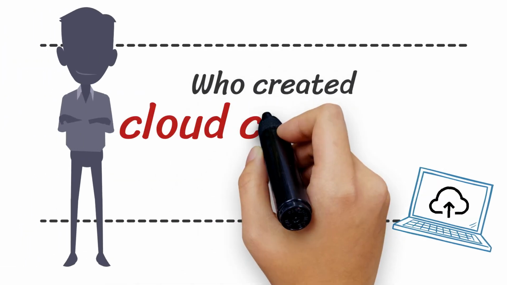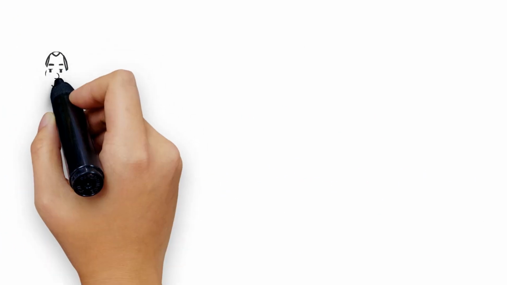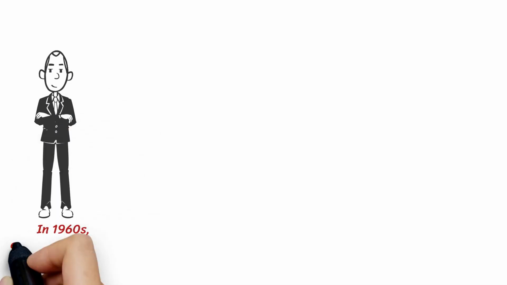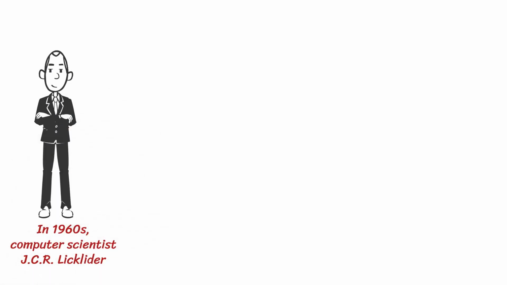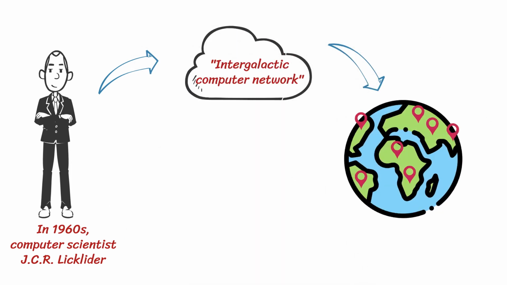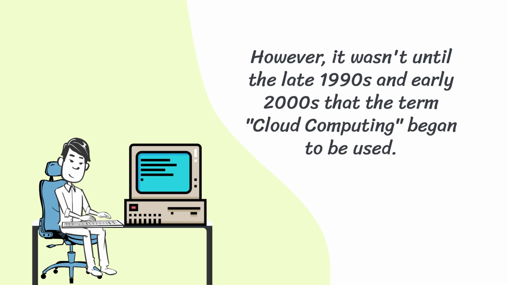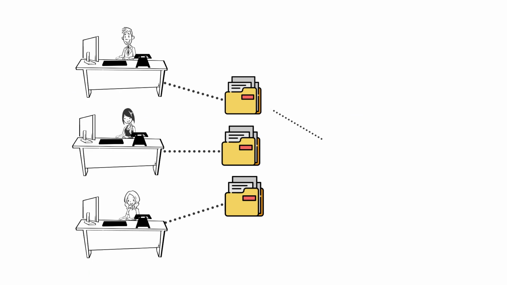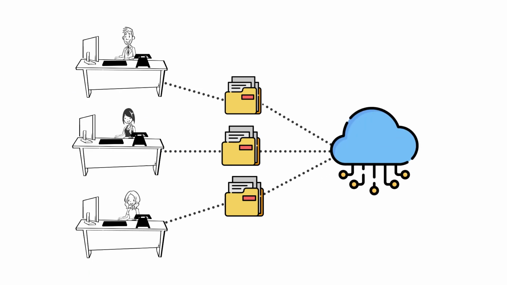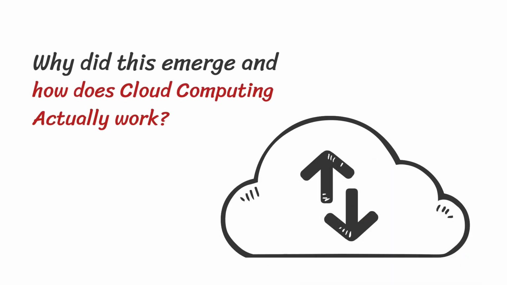Who created cloud computing, and when and why did it emerge? The concept of cloud computing has been around since the 1960s, when computer scientist J.C.R. Licklider first proposed the idea of an intergalactic computer network that could be accessed from anywhere in the world. However, it wasn't until the late 1990s and early 2000s that the term cloud computing began to be used. Cloud computing emerged because people needed a better way to use computers and store information. Why did this emerge, and how does cloud computing actually work?